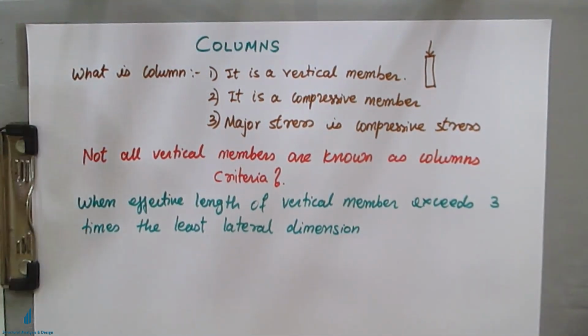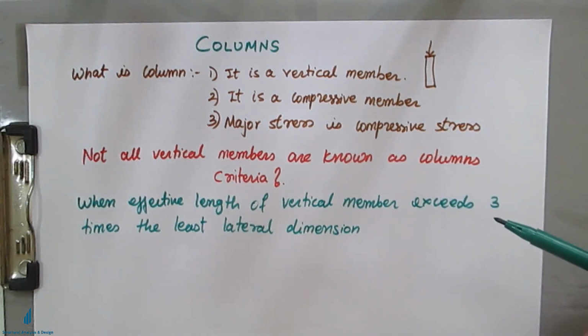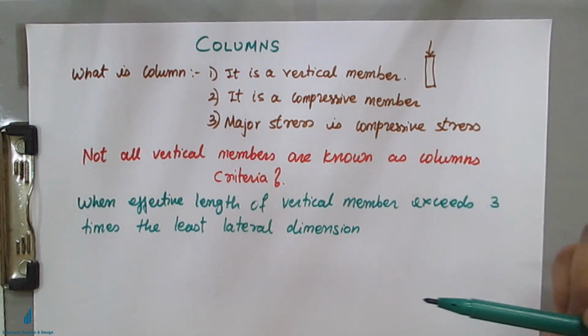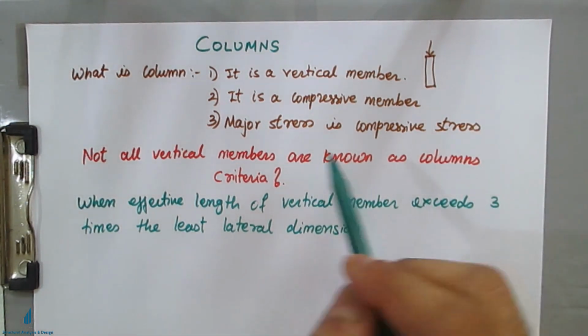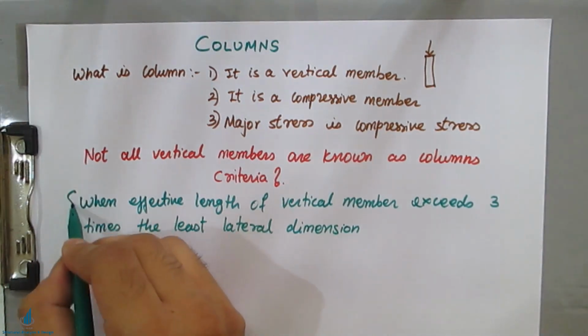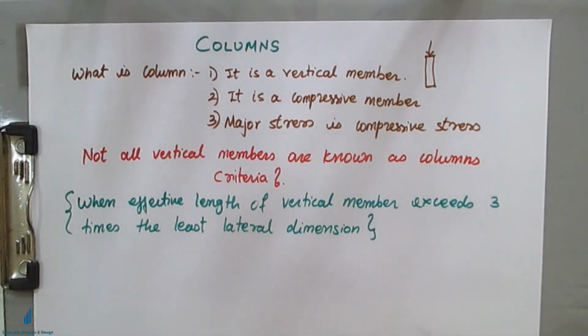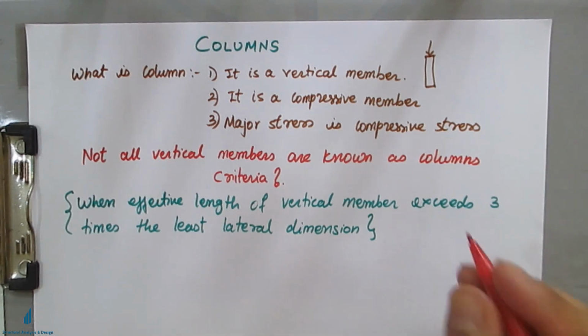So step by step we are going. The first immediate question was, what is a column? Then we defined it with 3 points. Then we also know that all vertical members are not columns. Then this is the criteria to say a vertical member will function as a column: effective length of vertical member exceeds 3 times the least lateral dimension. Some of you again get confused here about what is meant by least lateral dimension. So I will clear that one.